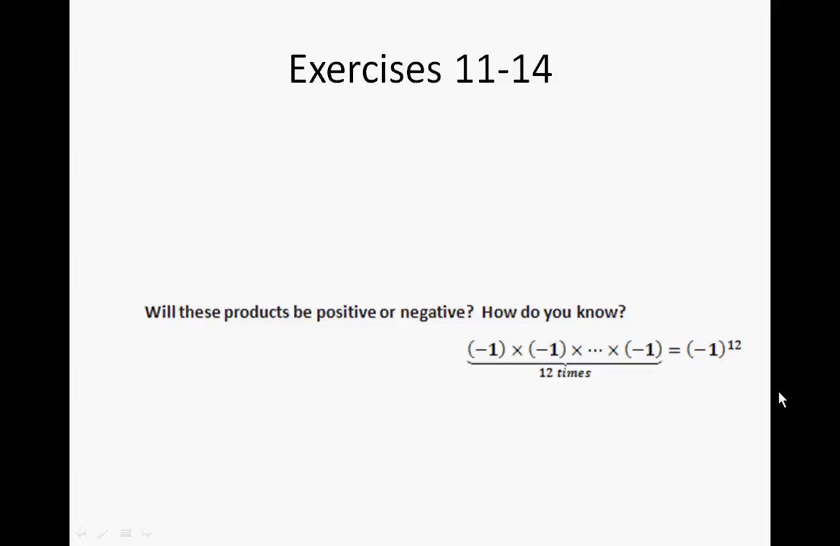Will these products be positive or negative, and how do you know? So that's going to require a written answer. And the first one is here: -1 times -1 times -1, which is 12 times, is (-1) to the 12th power, and it's asking how do you know whether this will be positive or negative.